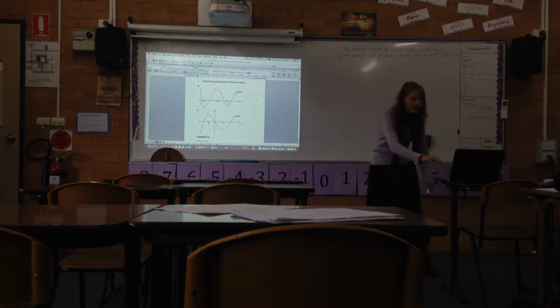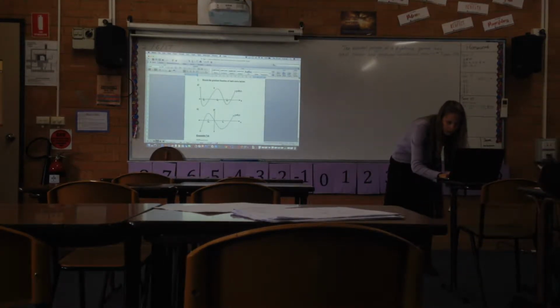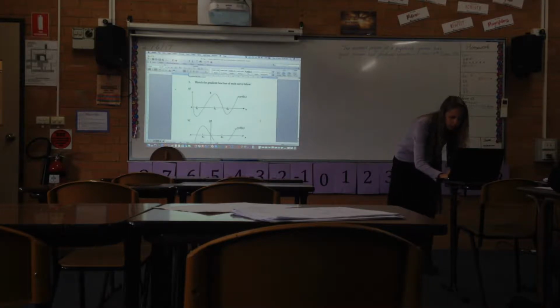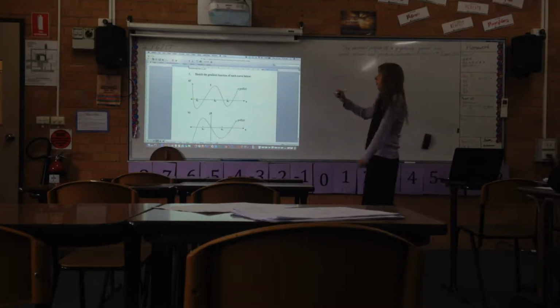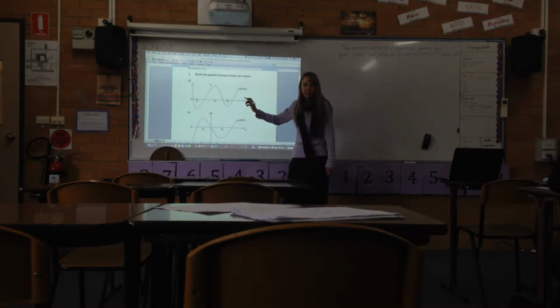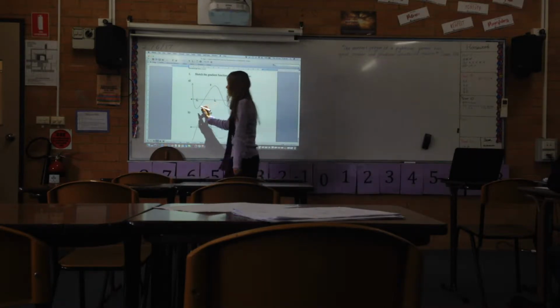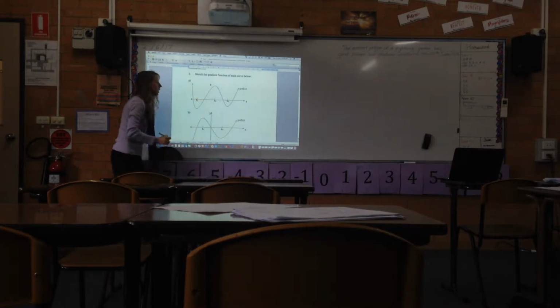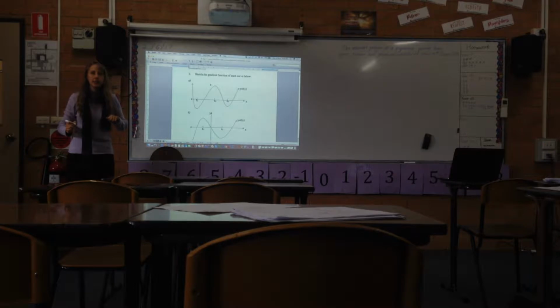Function here. With these functions, we're going to try and sketch a gradient function. Let me show you what I mean. Where is the gradient 0? It's 0 here, right? So right at that point, the gradient is 0.